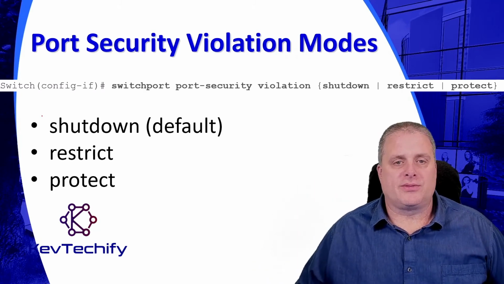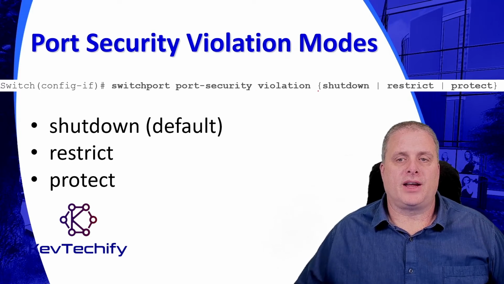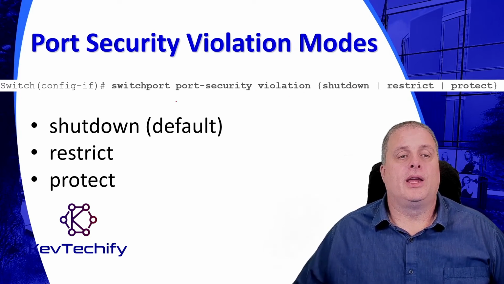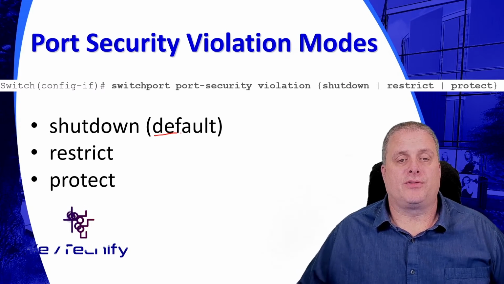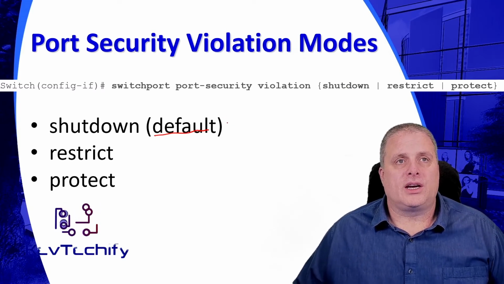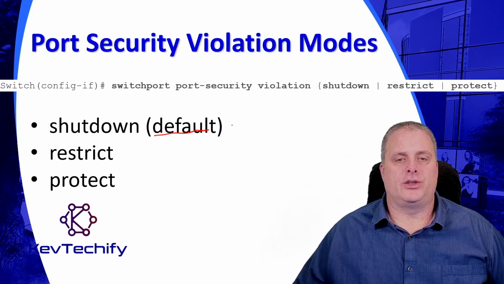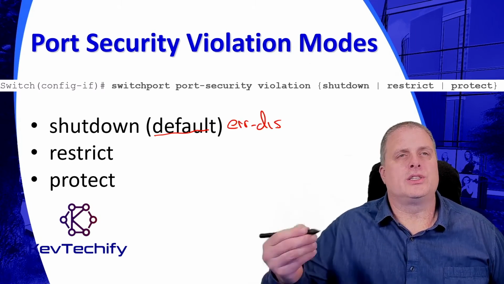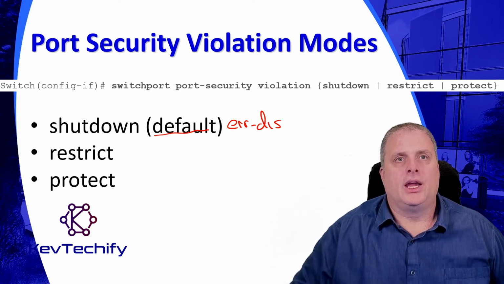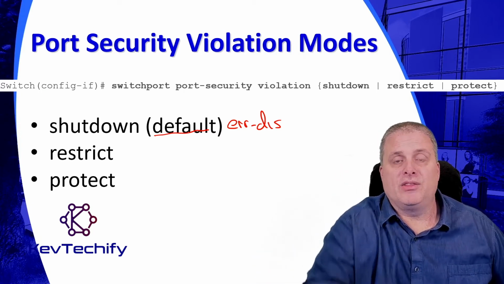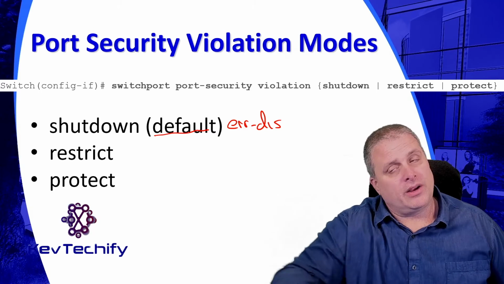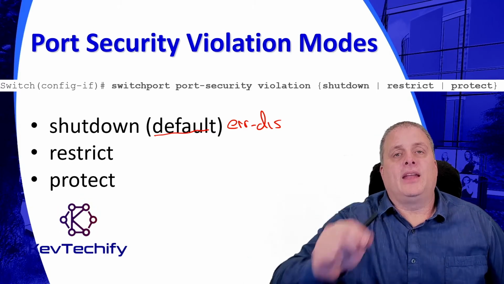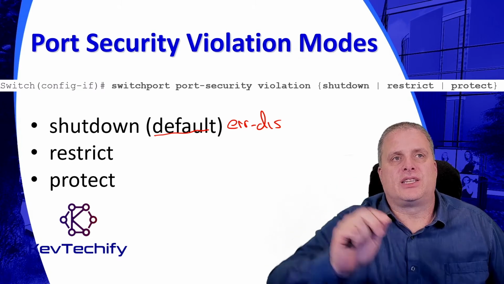If you don't go in and set your violation mode to something other than shutdown, it will be shutdown. That is our default one. What it does is it turns that port into err-disabled. It turns that port off immediately. It turns off the LEDs on there. Even though there's a cable plugged in, and the other end of the cable is plugged into a working device, it turns off that LED. And it sends a syslog message.